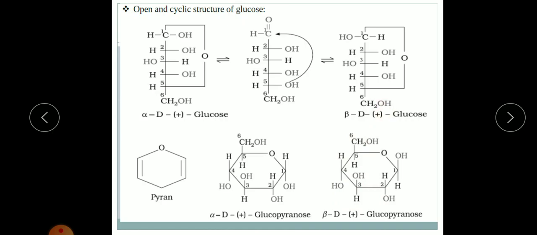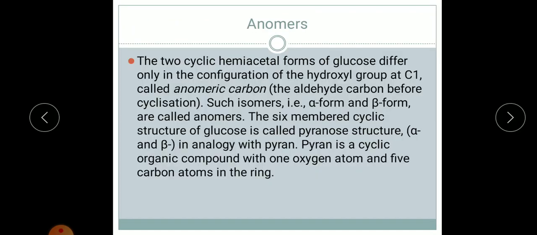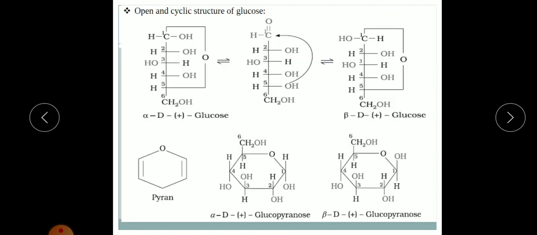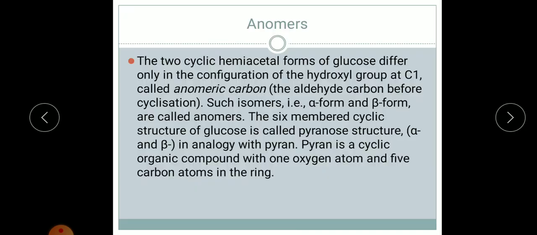Now this alpha and beta form, the two cyclic hemiacetal forms of glucose, differ only in the configuration of the hydroxyl group at carbon number 1. This is called the anomeric carbon, the aldehyde carbon before cyclization. Such isomers, that is the alpha form and beta form, are called anomers. If you see the structure of alpha and beta, they only differ in the position of this OH at carbon number 1. In alpha we have OH on the left-hand side, and in beta we have OH on the right-hand side. Such kinds of isomers we call anomers.